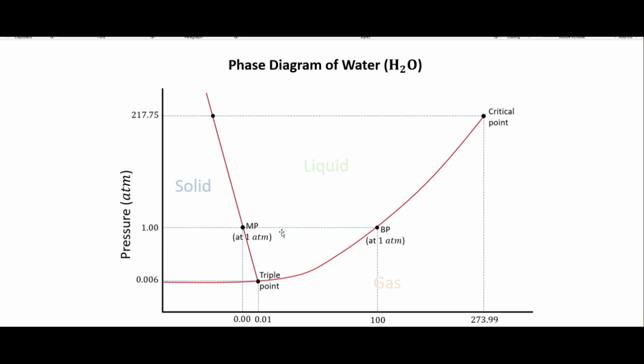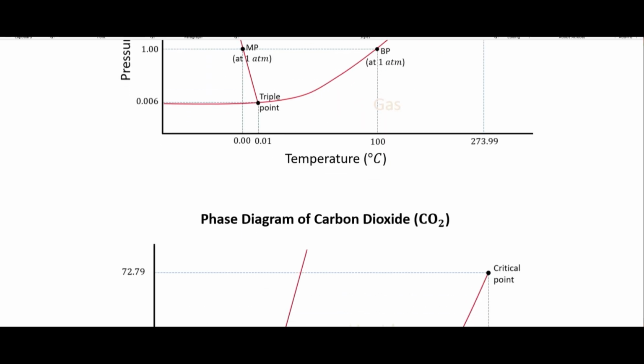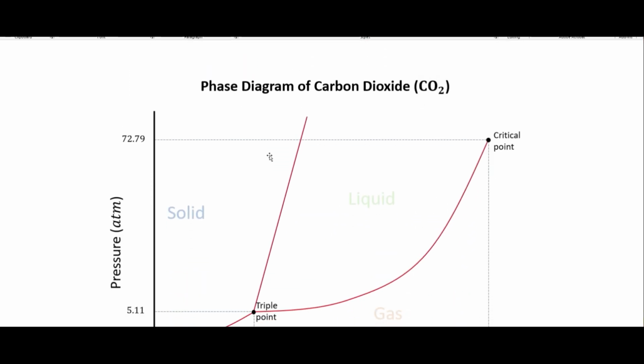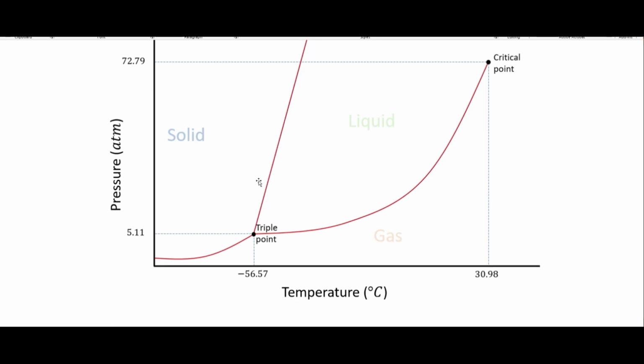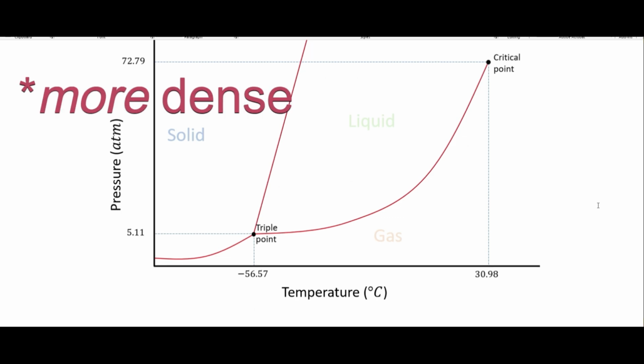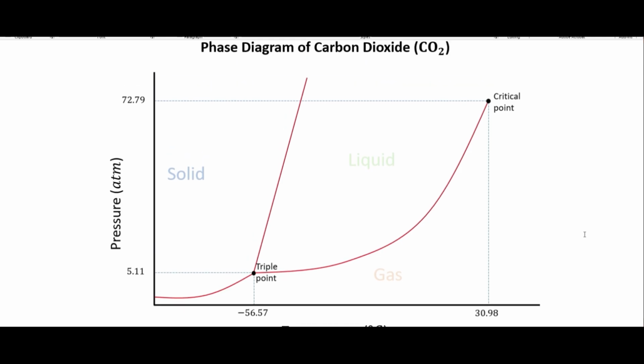For water, one thing to notice is that this line right here actually has a negative slope, and this actually comes from the fact that water expands when it freezes. So if we look at this for carbon dioxide, we immediately see that this line has a positive slope, and that's because the solid form of carbon dioxide is less dense than the liquid or gas forms for it.